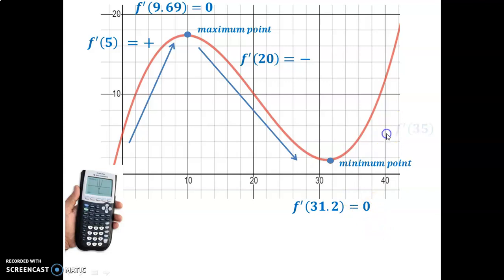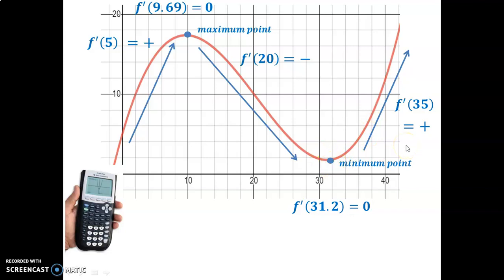But now if we go after 31.2, for example 35, put that in the derivative, that would produce a positive value. So again, that tells us this is now increasing. There's a positive slope. So we have confirmed this is a minimum point because we are decreasing and then increasing. The slope is negative and then positive. Therefore, this must be a minimum point.